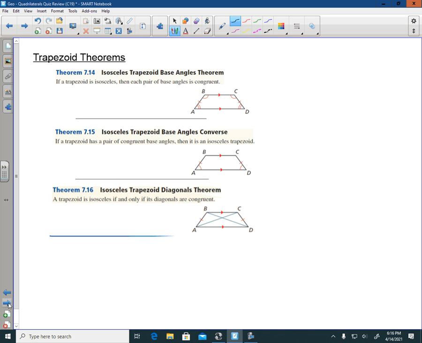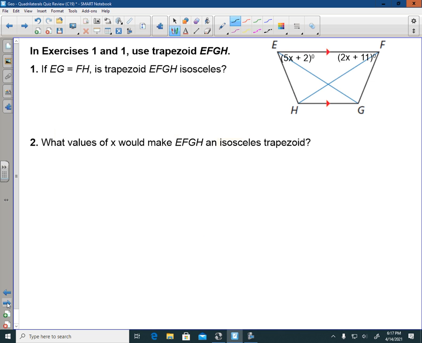And then we can turn that around, and it's also true that if a trapezoid has a pair of congruent base angles, then it is isosceles. And then the last thing to talk about is its diagonals. A trapezoid is isosceles if and only if its diagonals are congruent, very much like a rectangle, same basic idea. And we can use that to solve a couple of problems.